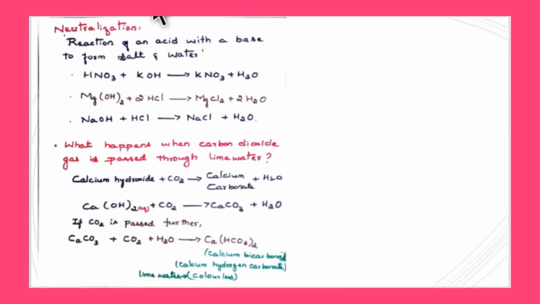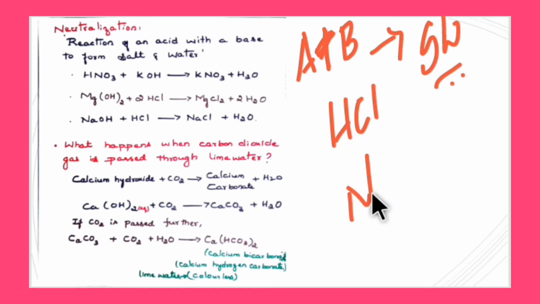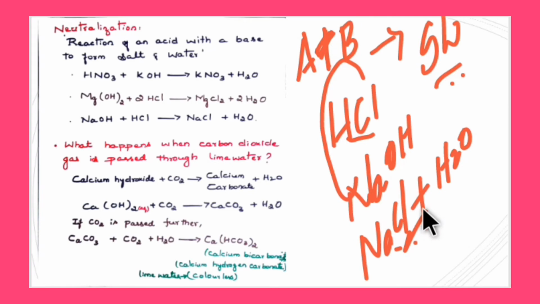Next we shall move to neutralization. What is neutralization? The reaction of an acid with a base to form salt and water is called neutralization. Acid A reacts with base B to form salt and water. For example, take simple HCl, hydrochloric acid, reacting with NaOH, sodium hydroxide. It gives NaCl plus H2O, that is water. NaCl, sodium chloride, is a salt. A very common basic example.